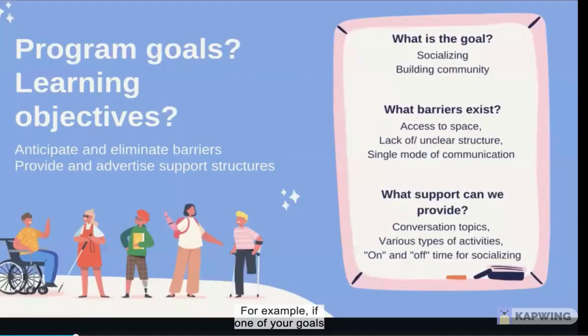For example, if one of your goals is to create a social affinity space, think about what barriers to community and conversation might prevent disabled folks from coming to or engaging in your event. Is the space accessible? Is there a conversational structure that can help ease anxieties about meeting new people? What kind of information can you share about the event activities in advance to let people know that there are multiple ways to interact in the space? Will there be any downtime for people to rest from socializing?